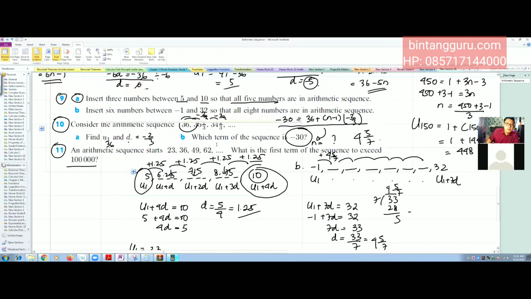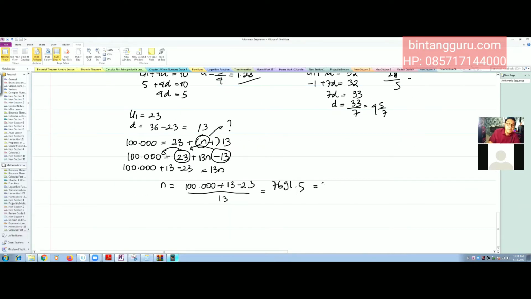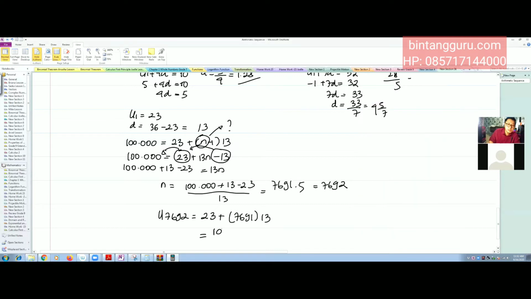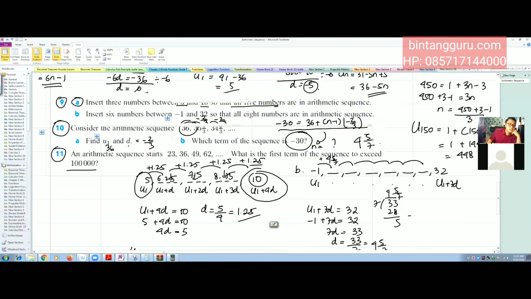7691.5. And then, what is the first term of the sequence to exceed? So to exceed, not to. It should be after 100,000. So we have to round up. So this is U7692. So the term will be 23 plus 7691 times 13. So we use GDC: 7691 times 13 plus 23. Wow, 100,006. So the answer is 100,006.